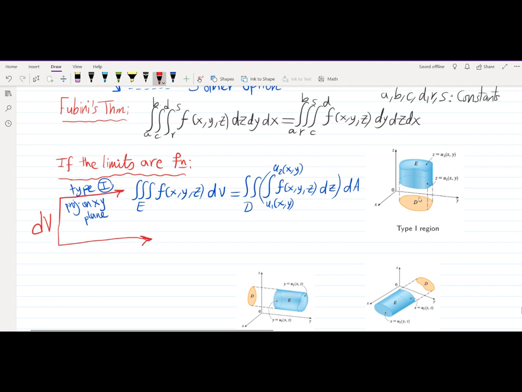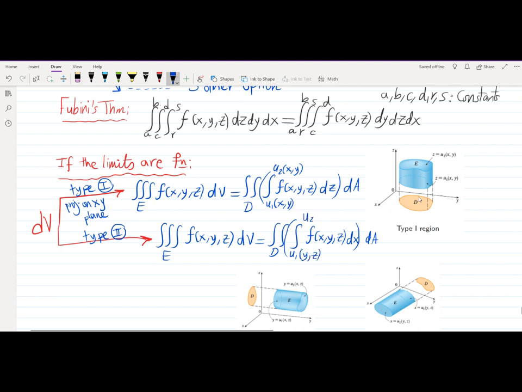Second type of regions. If we have a triple integral, this is type 2 of regions. If you have a triple integral for f of x, y, and z dV for some region E, we can expand it. If we project on the yz plane, then dV can be expanded as dx dA, so it will be f of x, y, and z dx dA, and then the limits will be only functions of y and z. So it will be from u1 of y and z till u2 of y and z.